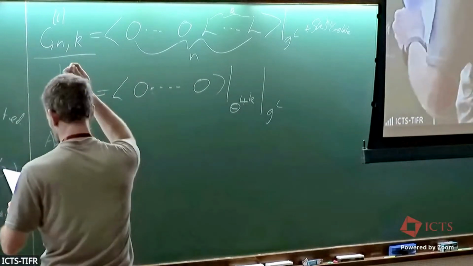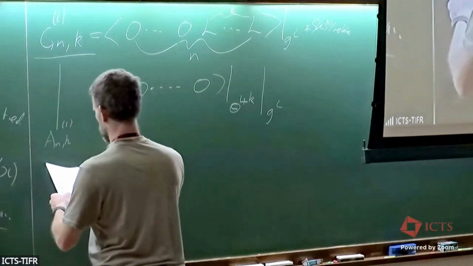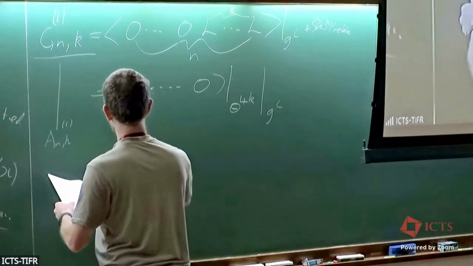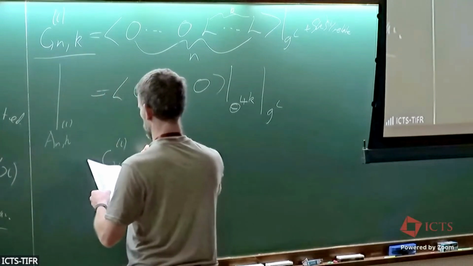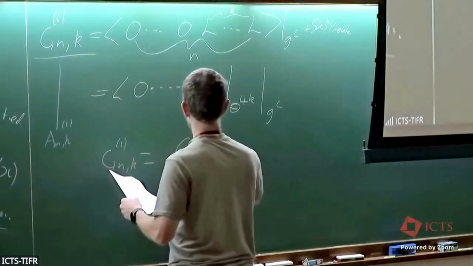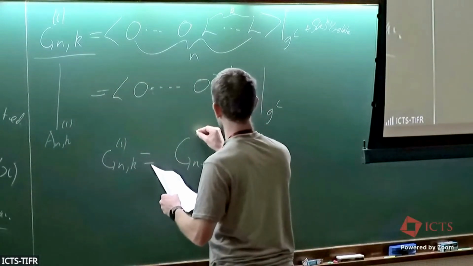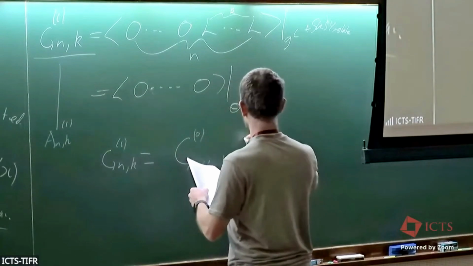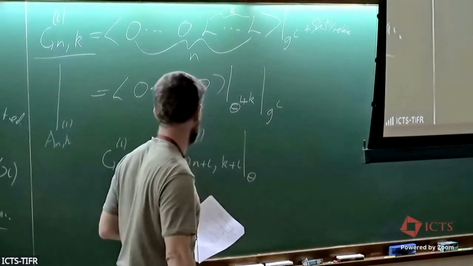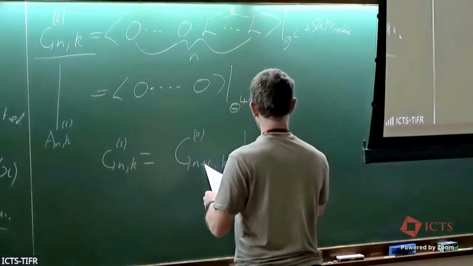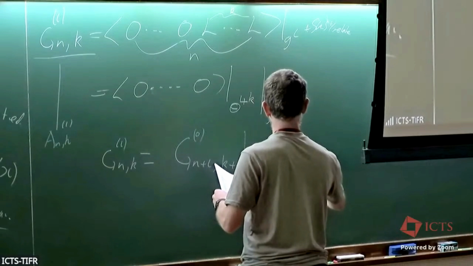But before I go further and talk about that, let me say that, in fact, we can write the following. G_{n,k,L} is equal to G_{n+L,k+L,0}, if I switch off or look at theta_{n+1} to the 4 up to theta_{n+L} to the 4.